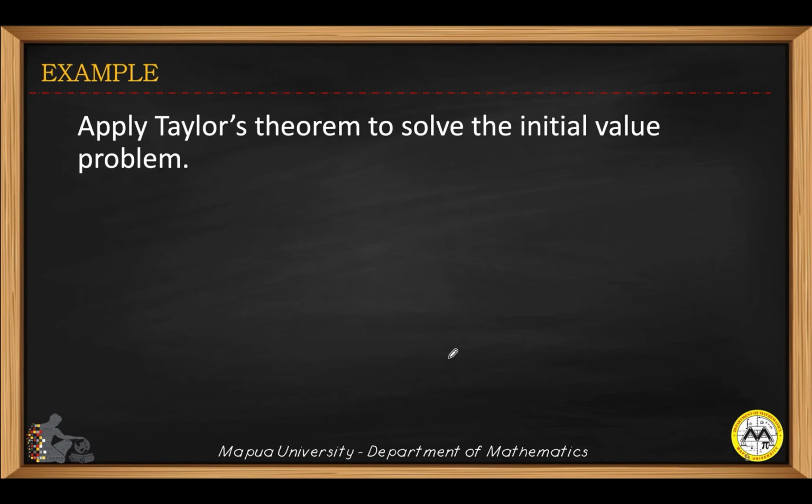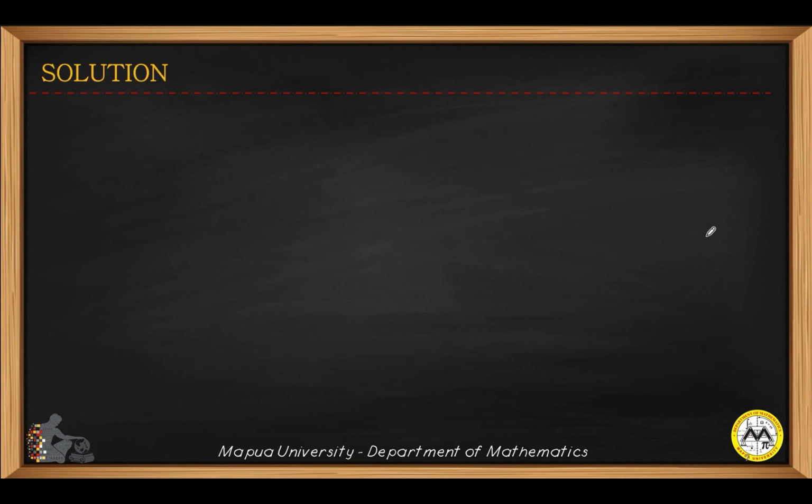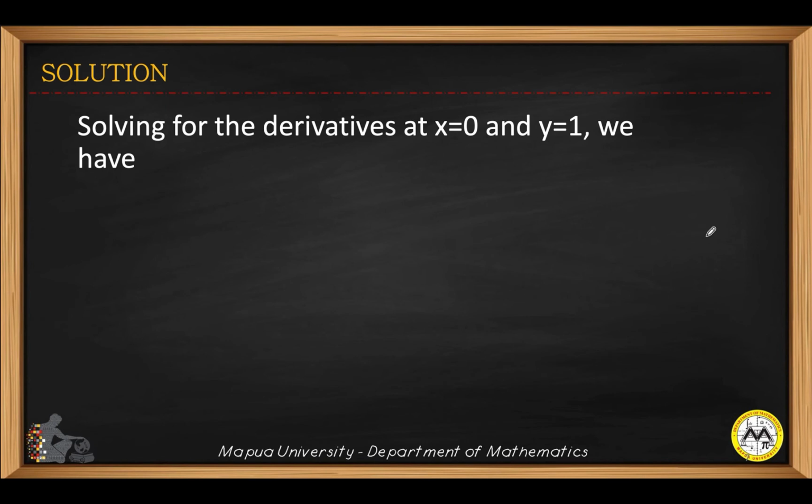Okay, so let's have an example. Apply Taylor's theorem to solve the initial value problem y prime equals y squared plus x squared, subject to the conditions that when x is equal to 0, the value of y equals 1, with x within the interval from 0 to 0.5. Now let us use an increment of 0.1 in this problem, and then we compare it with the true values of y at the end of the solution. So solving for the derivatives at x equals 0 and y equals 1, we have the following.